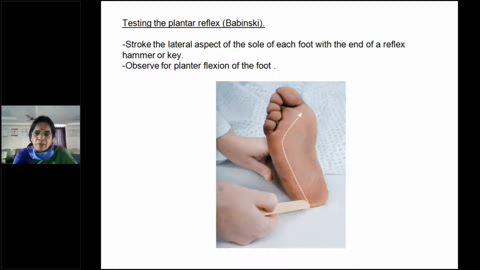So normally in the plantar response, all toes will be flexed. Whereas in a positive Babinski sign, there is dorsiflexion of the great toe, and then you can see the movement of the lateral four toes. You can get the dorsiflexion of the ankle and flexion of the knee and hip joint.